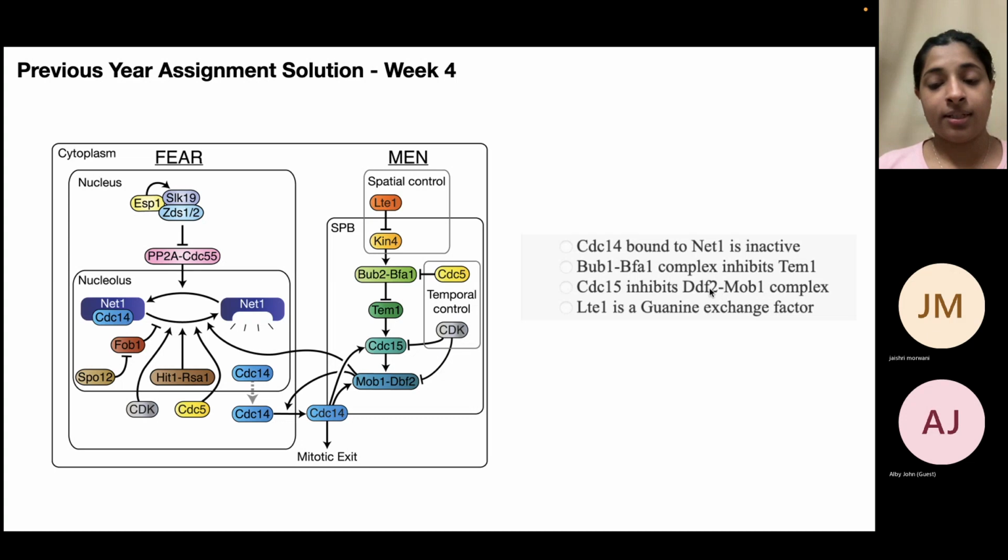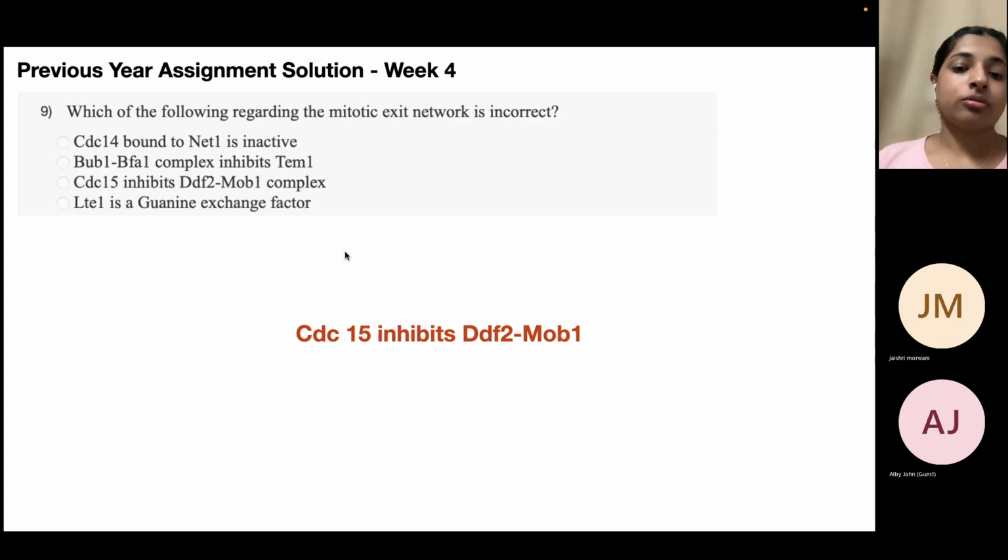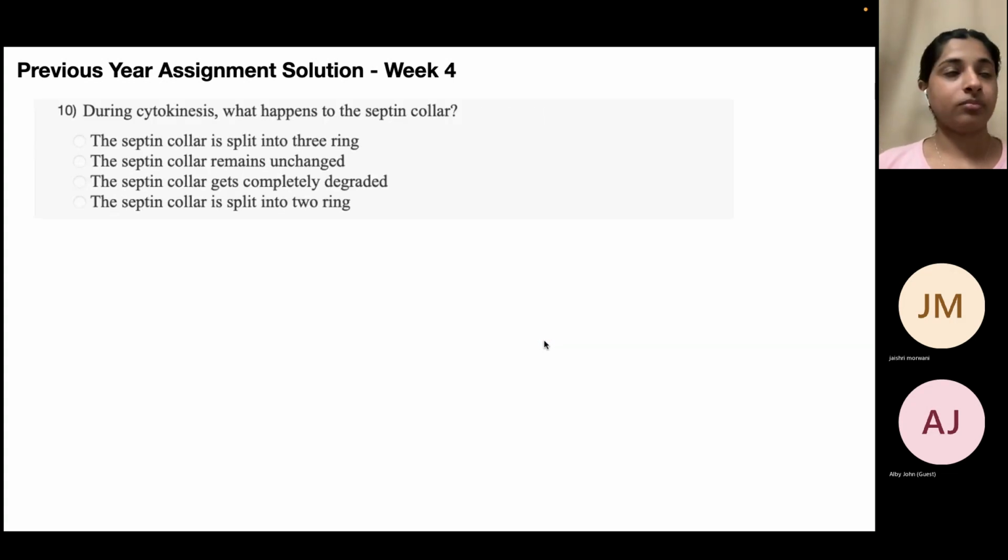CDC15 inhibits the DBF2 and MOB1 complex. This is incorrect because CDC15 is actually activating the MOB1 and DBF2 complex. LTE1 is a guanine exchange factor. That is correct. LTE1 is a guanine exchange factor and plays a spatial control role in the mitotic exit. So the incorrect statement would be that CDC15 inhibits the DBF2 and MOB1 complex.